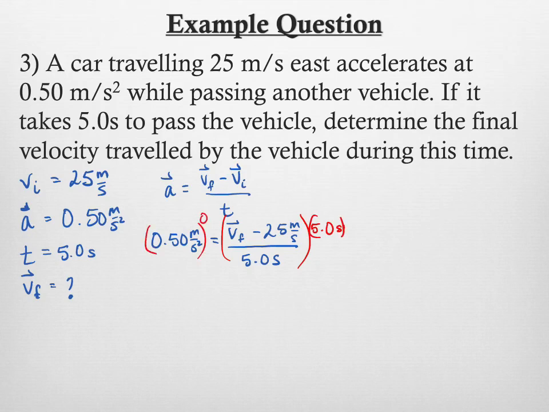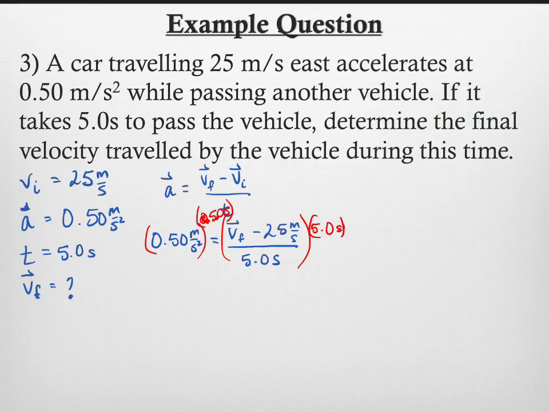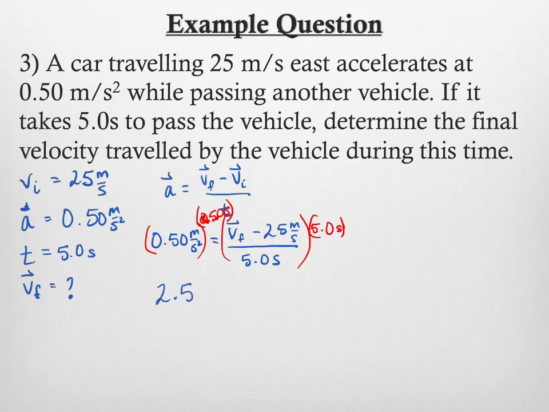Oh, I just put 0.5. That's just supposed to be 5.0 seconds. Oopsie. So 0.5 times 5 then is 2.5. If you don't know the units there, that's okay. It is meters per second. And then we are left with VF minus 25 meters per second.